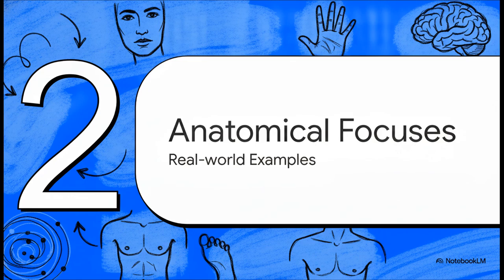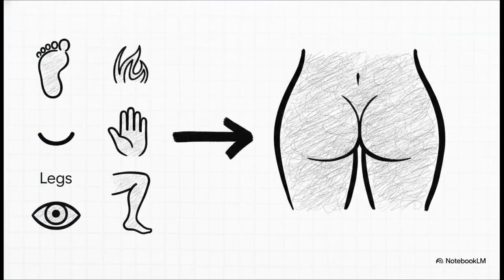Number 2. Common anatomical focuses. Let's see how this builds, from our basic definition to some real-world examples of where this attraction is actually directed. Common focuses include things like feet, hair, hands, legs, and eyes. But honestly, an intense love for women's buttocks, often referred to as bums, is a perfect textbook illustration of partialism in practice. It's an incredibly common focus.